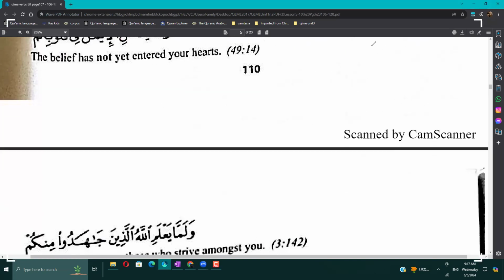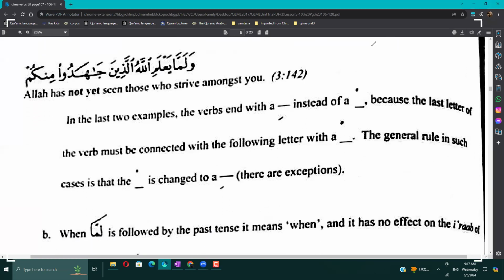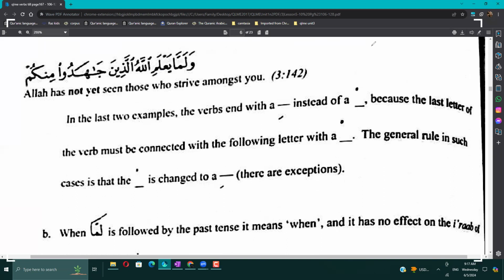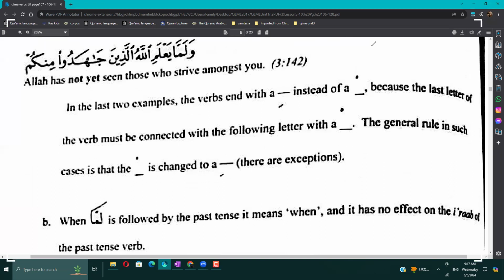And then we have وَلَمَّا يَعْلَمِ اللَّهُ الَّذِينَ جَاهَدُوا مِنْكُمْ. Again, which is the jussive particle here? Lamma is a jussive particle. Same, it becomes majzoom, ya'lam, and there's a temporary kasra to join it with Allahu. So it's وَلَمَّا يَعْلَمِ اللَّهُ الَّذِينَ جَاهَدُوا مِنْكُمْ. Allah has not yet seen those who strive amongst you.